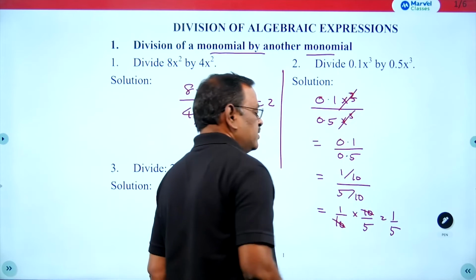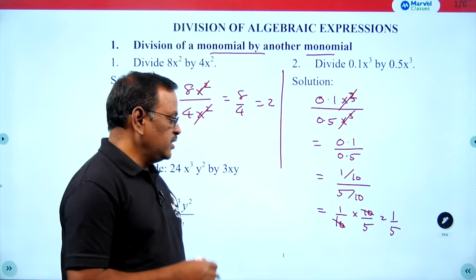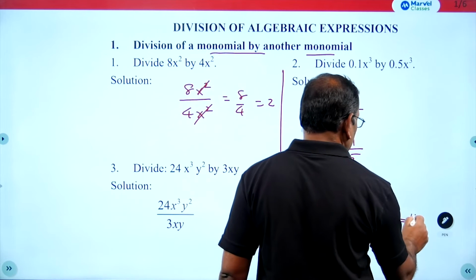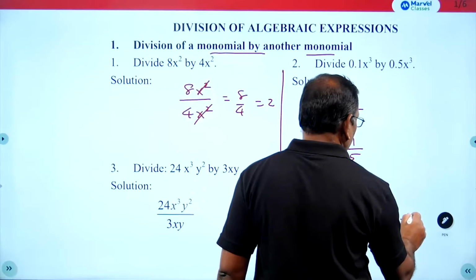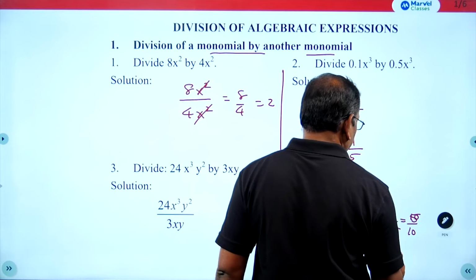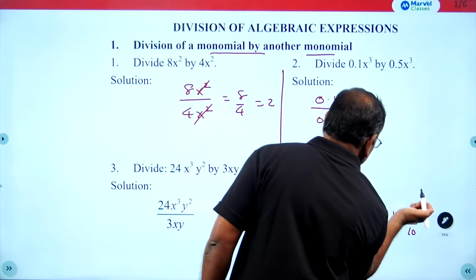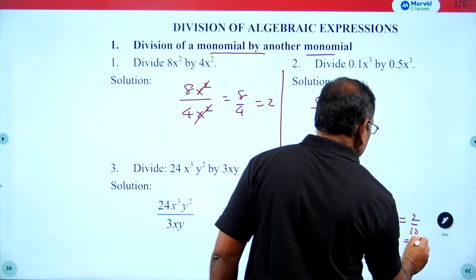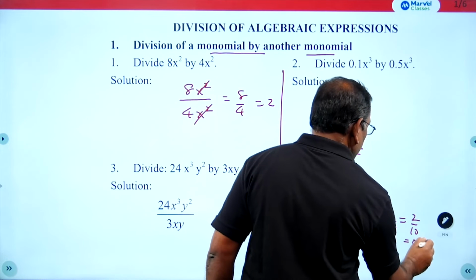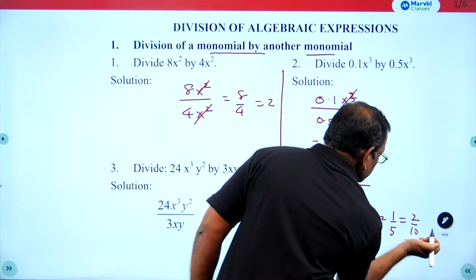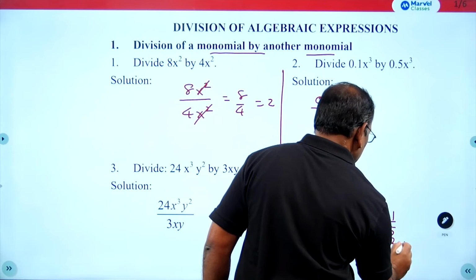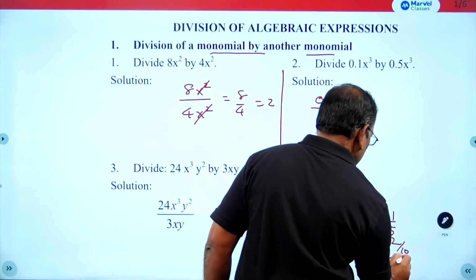You can leave this answer as it is, or if you want to write in decimal form, 1 by 5 is nothing but multiply and divide by 2, 2 by 10, which is equal to 0.2.